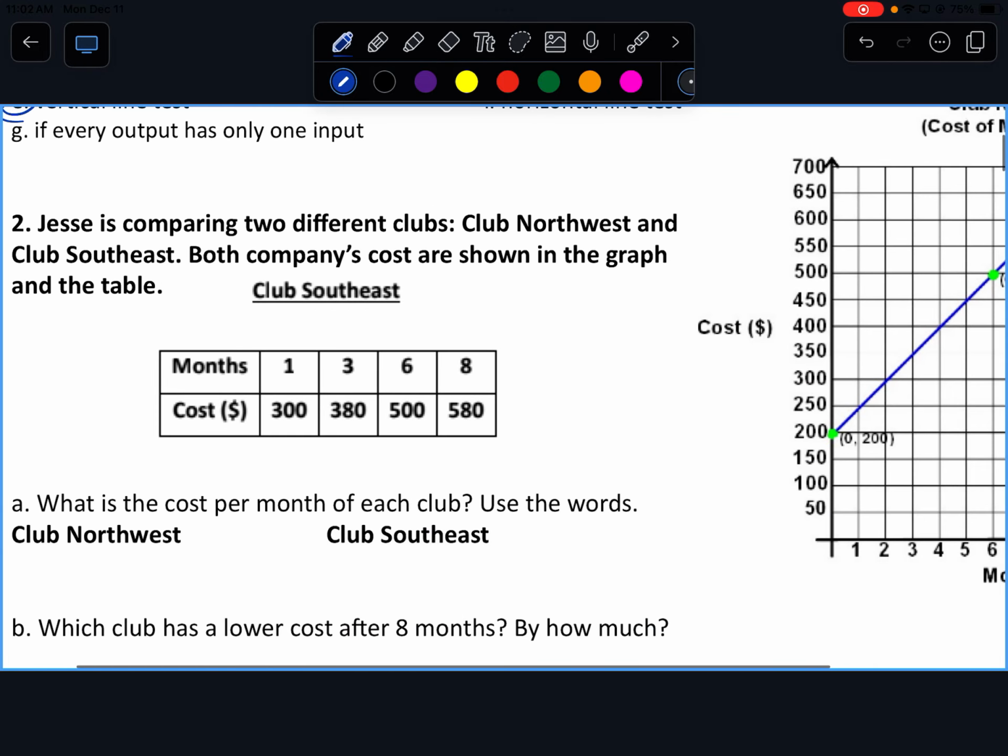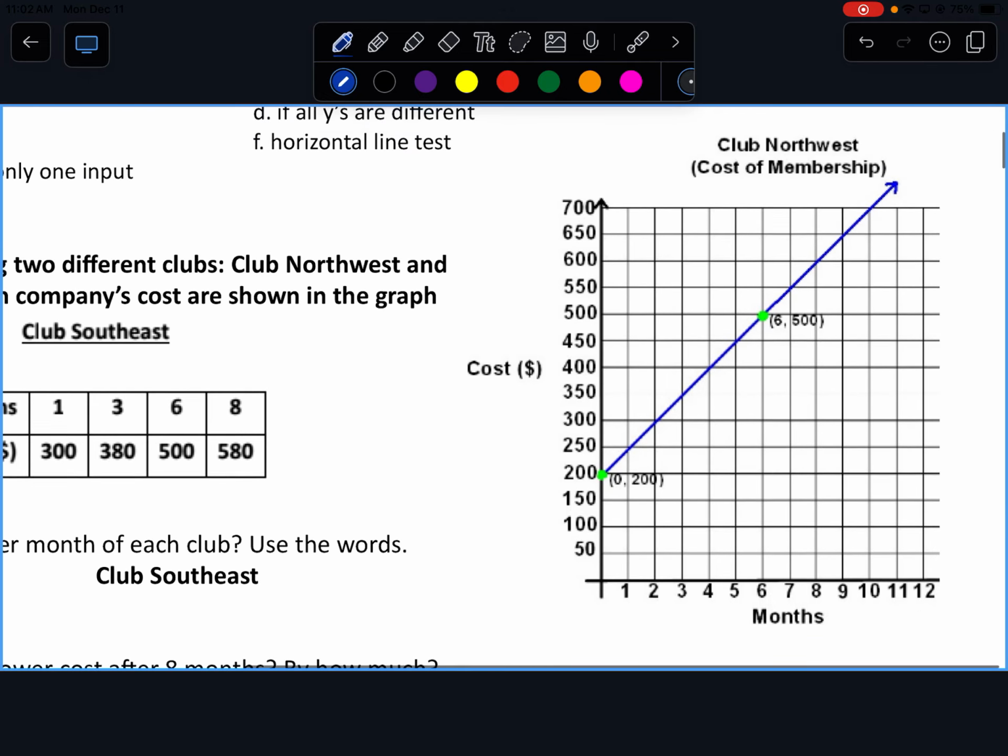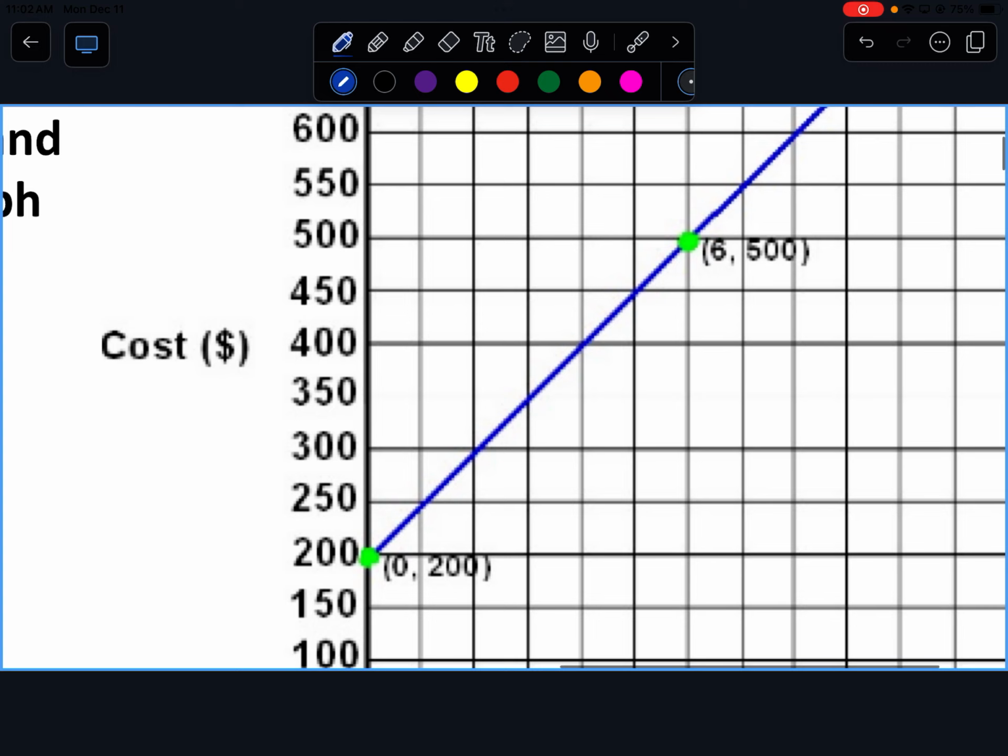Okay, so Jesse is comparing two different clubs, Club Northwest and Club Southeast. Both clubs' costs are shown in the graph and in the table. So what is the cost per month for each club using words? Okay, so if I go to Northwest, that's over here, and I'm going to go up. Okay, it goes from 200 up to 500, that's 300. Now going across, it starts at 0, it goes over to 6, that's 6.